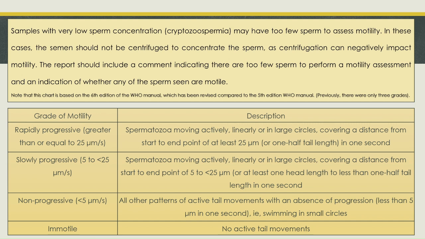Non-progressive, less than 5 micrometers per second. All other patterns of active tail movements with an absence of progression, less than 5 micrometers in 1 second, for example, swimming in small circles. Immotile: no active tail movements.